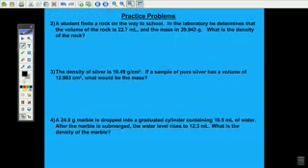Okay, some more practice. A student finds a rock on the way to school. In the lab, he determines that the volume of the rock is 22.7 milliliters and the mass is 39.943 grams. What is the density? Okay, so my density equation is mass divided by volume.